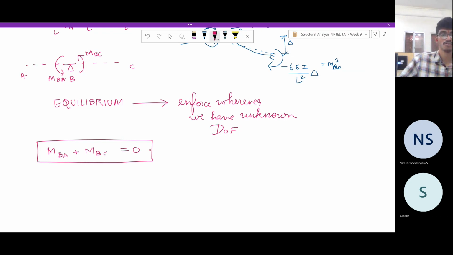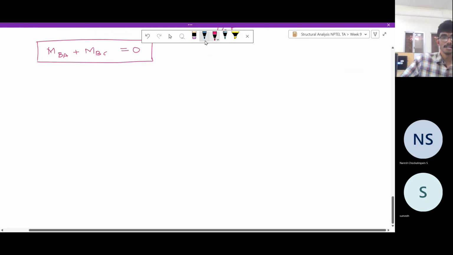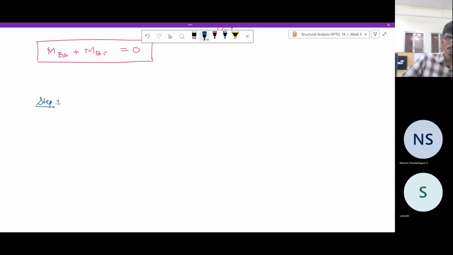So that's it. To put it formally, what are the steps? Step 1, as always, is to determine the degree of kinematic indeterminacy. In the force method, the first step is to determine the degree of static indeterminacy. Here, the first step is to determine the degree of kinematic indeterminacy. Why? Because our unknowns are kinematic quantities such as displacements and rotations. So the first step is to determine NK and the unknowns.